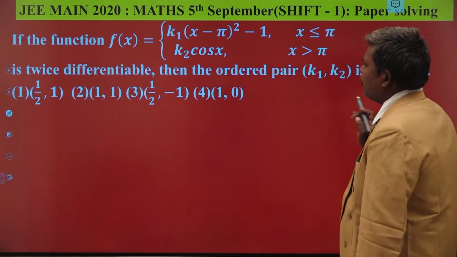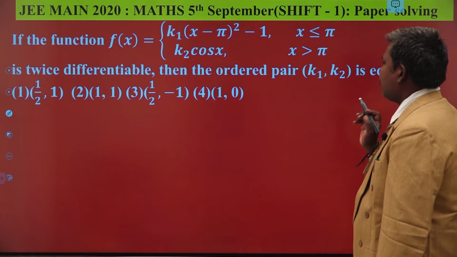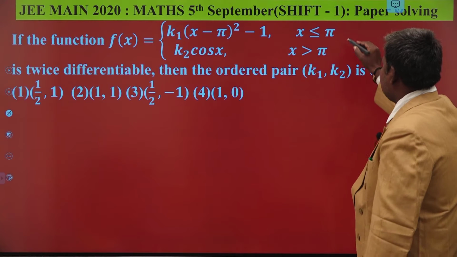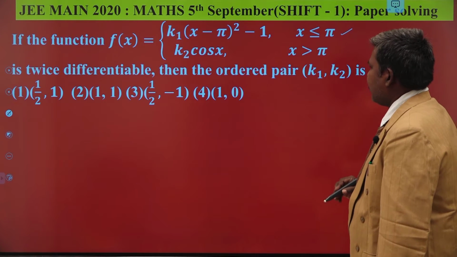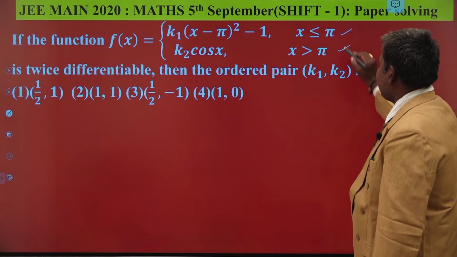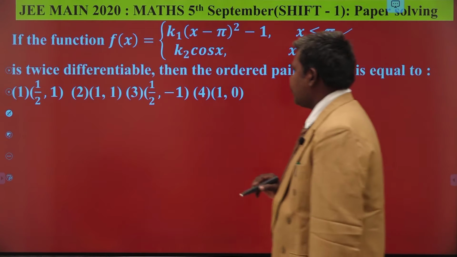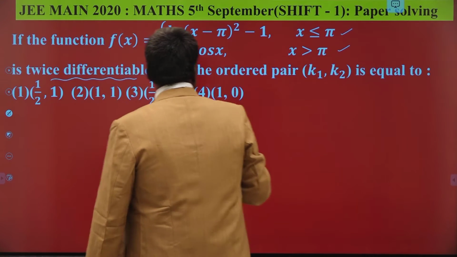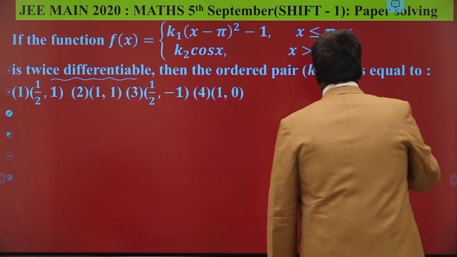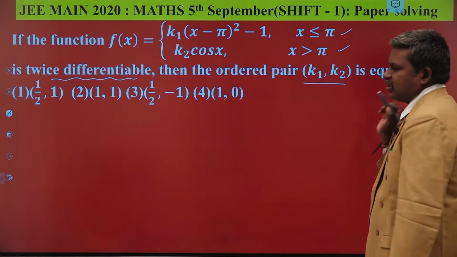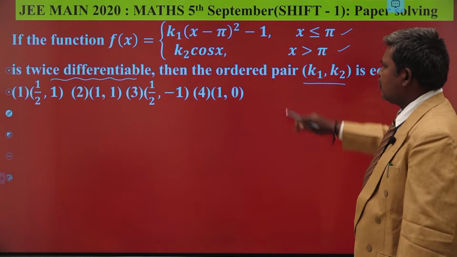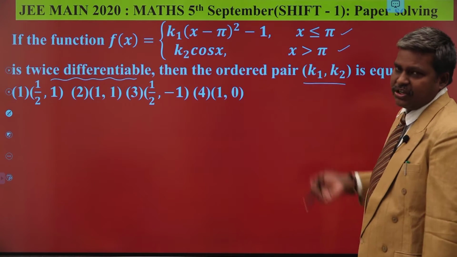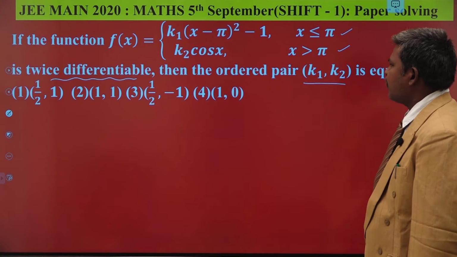If the function f of x is equal to k1 into (x minus pi) whole square minus 1 for x less than or equal to pi, and k2 cos x for x greater than pi, is twice differentiable, then the ordered pair k1 comma k2 is what? This is the question. The function is twice differentiable. First of all, it is continuous, then it becomes differentiable.